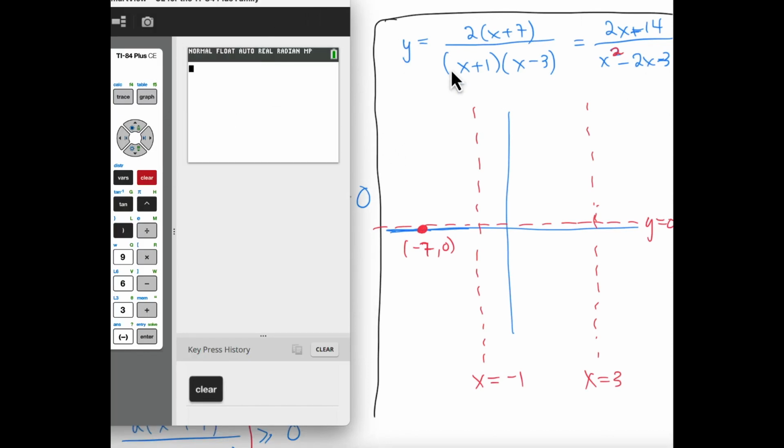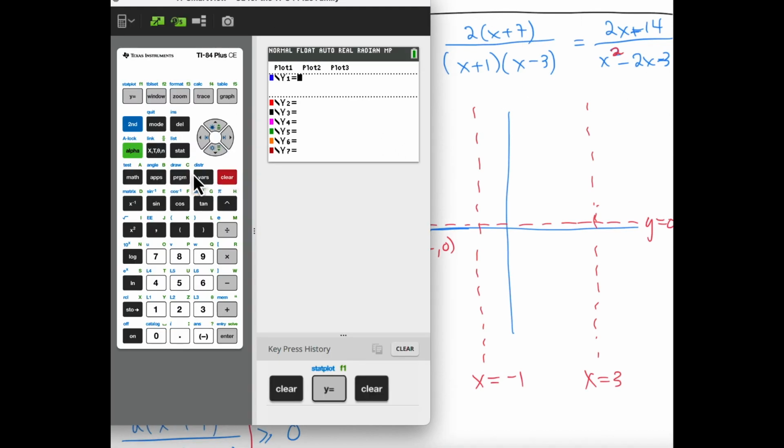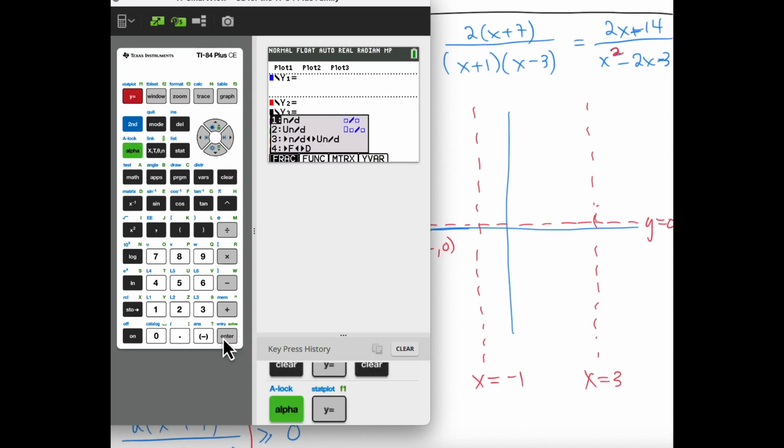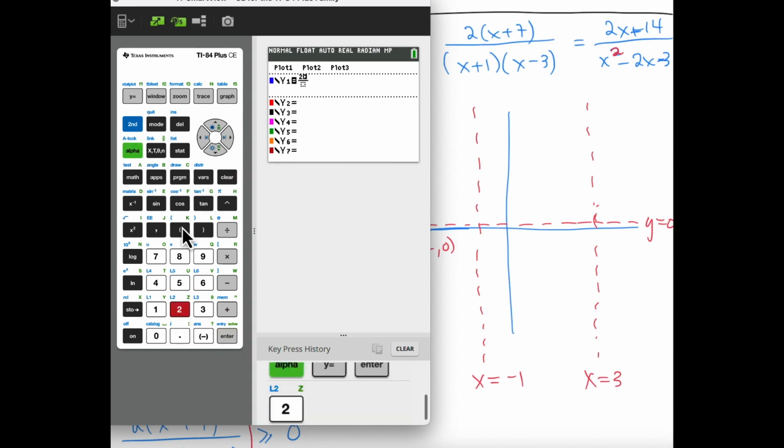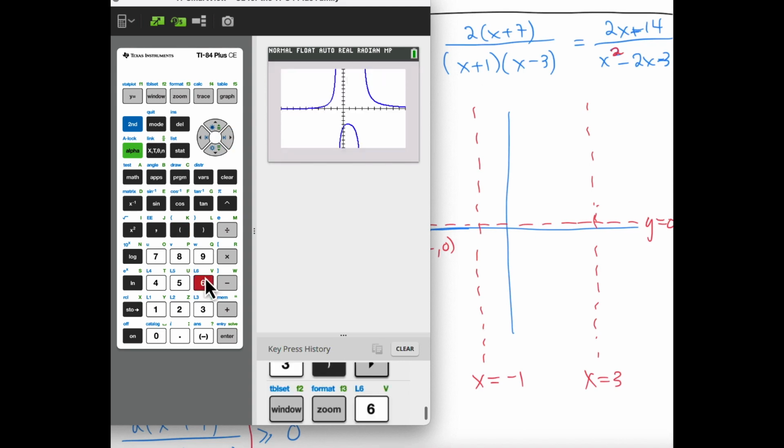So here we have our calculator. We're going to graph this, and we're going to hit alpha F1 to get our numerator denominator feature. In the numerator, we have 2 times x plus 7. And in the denominator, we have x plus 1 times x minus 3. And here's what's going on. So we can clearly see that we're going to have a graph that kind of looks like this. It's approaching the 2 asymptotes going down. And then out here, we have a graph that's going to be up in that first quadrant.